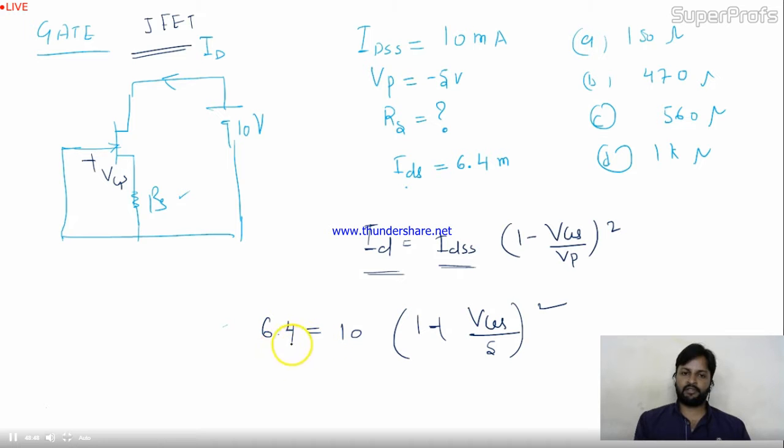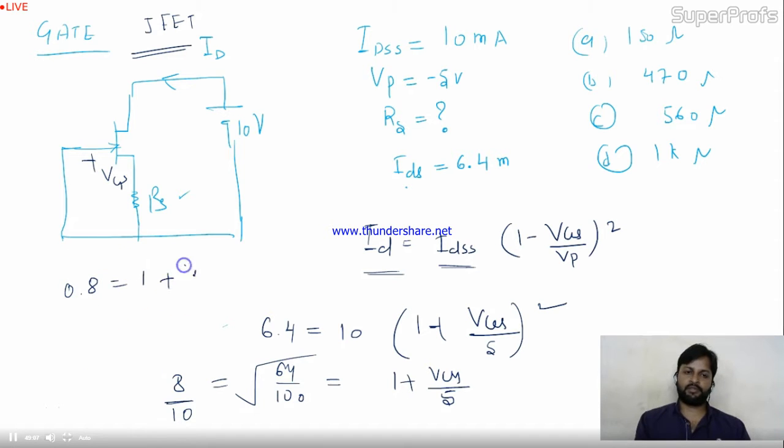So this will be 64 divided by 100, equal to 1 plus VGS divided by 5 whole square, and take the root. So it will be 8 by 10, so 0.8. So 0.8 equal to 1 plus VGS divided by 5. So it will come over here, 0.2 minus 1, so VGS equal to minus 1 volt. Now you have found VGS equal to minus 1 volt.